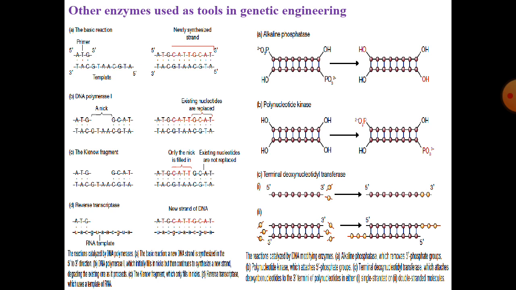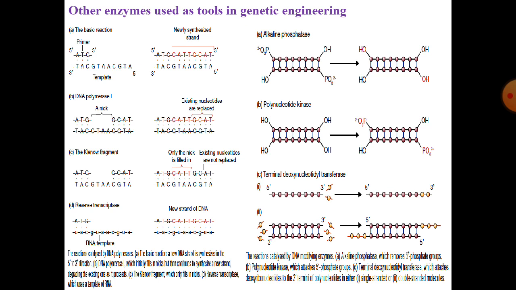So this alkaline phosphatase plays a very important role there. It removes the phosphate groups and converts that into hydroxyl group and avoids self-linking between two linker molecules. Hence, alkaline phosphatase is used for that reaction. When it is inserted into a vector, this polynucleotide kinase plays an important role by replacing this hydroxyl group with the phosphate group to facilitate sticking of this into the vector DNA.